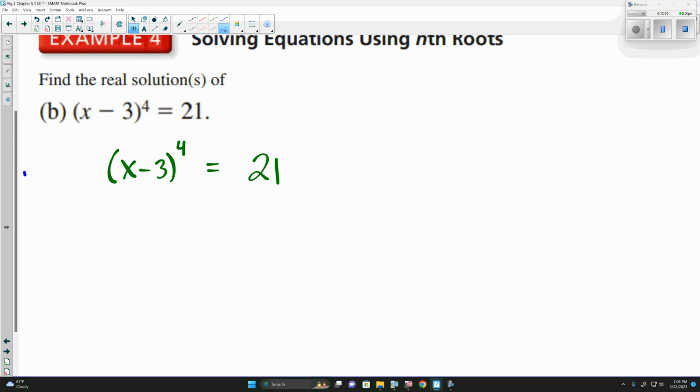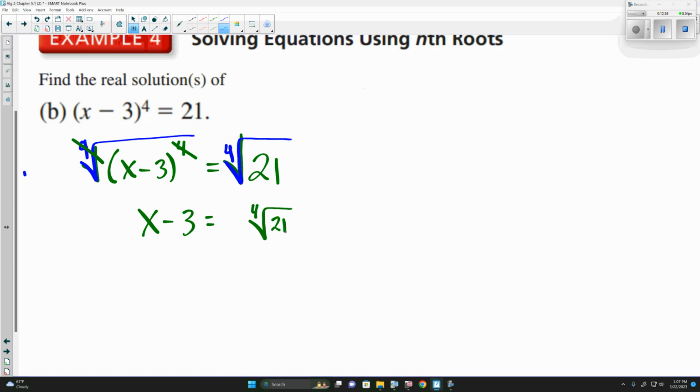Now here the first thing we need to do is to get our set of parentheses by itself. Is it by itself? Well, yes. So now we can apply what root to both sides? 4th root. Because the 4th root and 4 will cancel. Notice that we have the 4th root of 21. Now, since it doesn't ask us to approximate, we can leave it as the 4th root of 21.